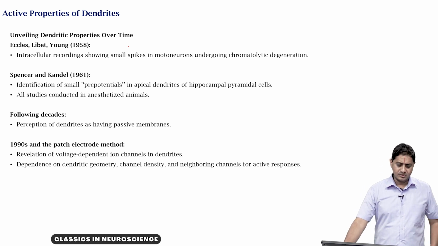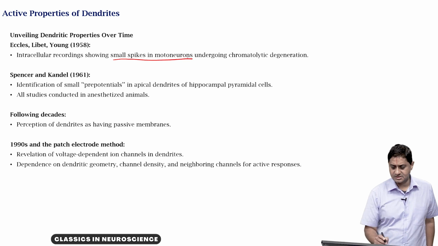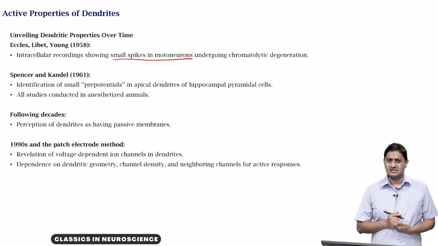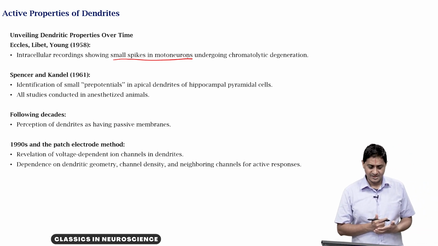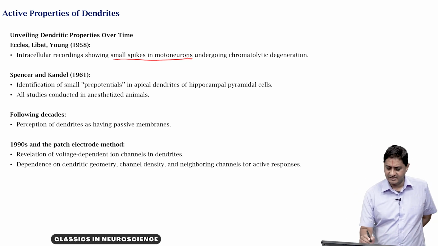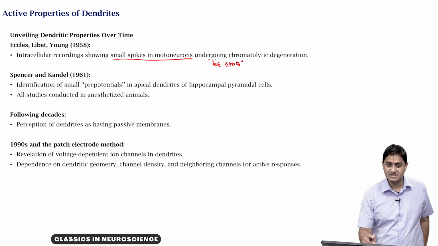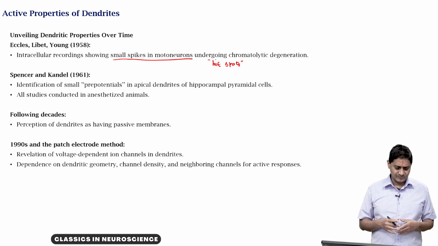In their work they showed, using intracellular electrodes, there were small spikes in motor neurons that were undergoing chromatolytic degeneration after cutting or transection of their axons. This gave rise to this notion of specific hot spots within the neurons that were more likely to generate action potentials or spikes or activity.